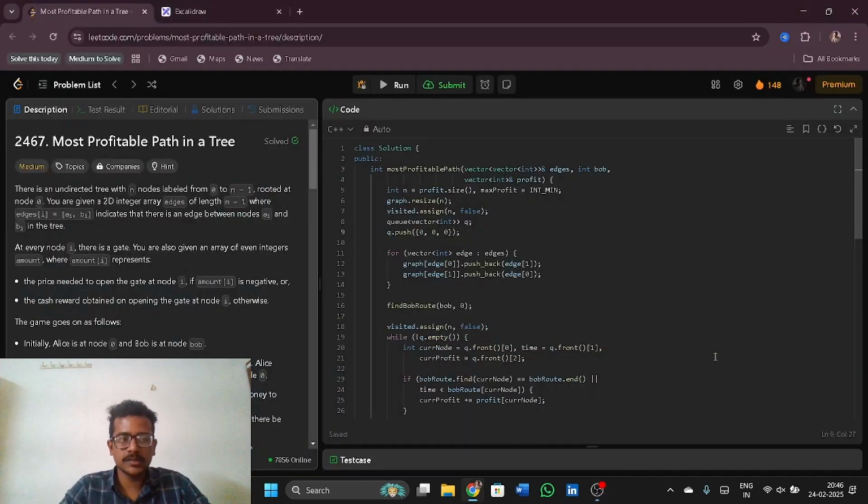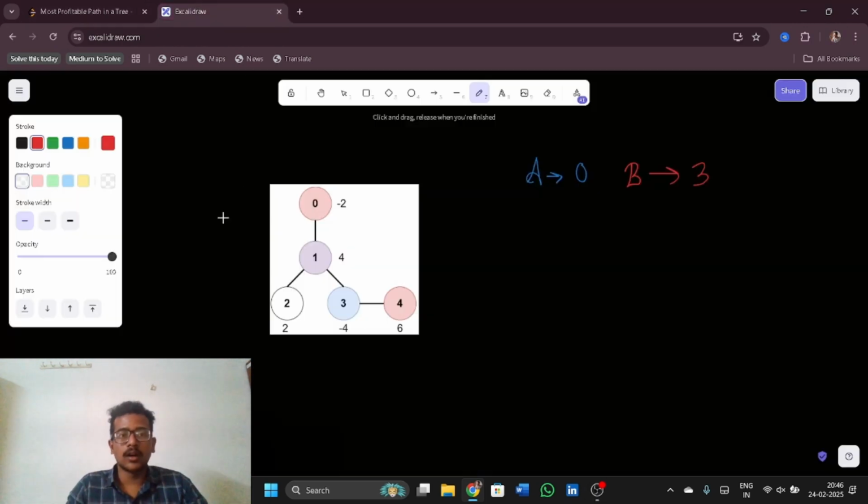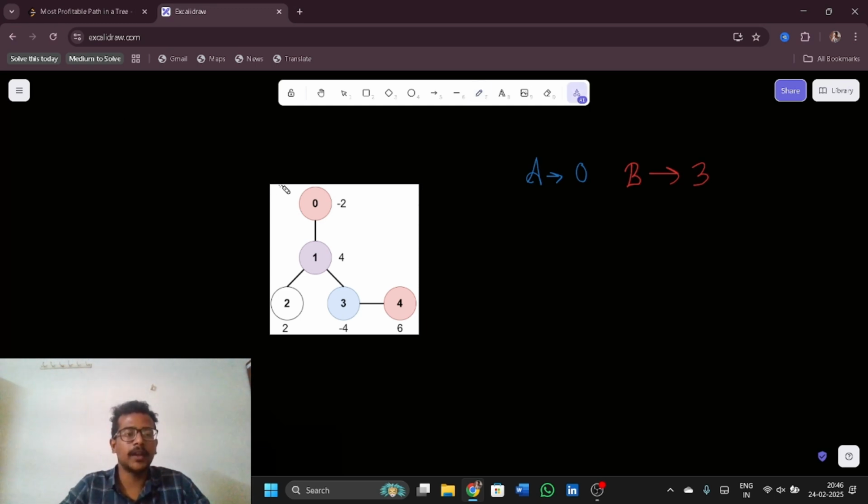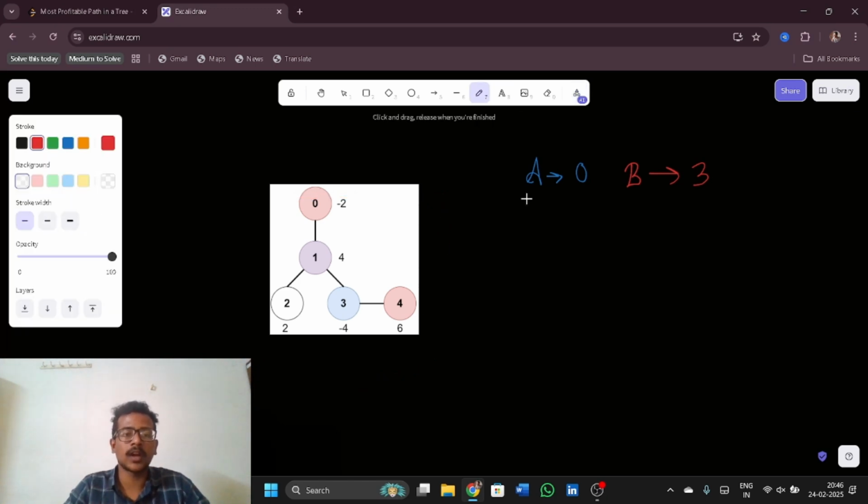Everyone. Let us now discuss today's LeetCode POTD problem, most profitable path in a tree. Without reading all the description of the question, let me explain you simply what does this question give us. We are given with a tree, a binary tree, and we are given with two persons, right?